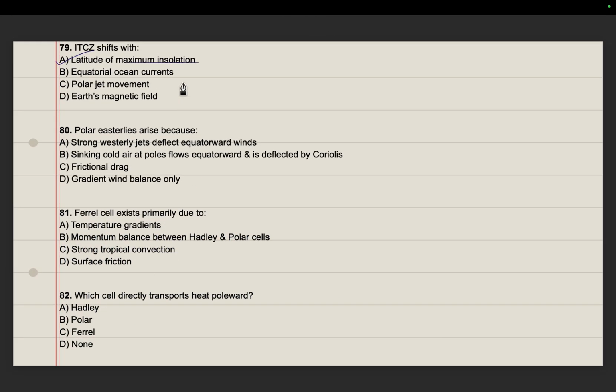Now question 80. The polar easterlies arise because stronger westerly jets deflect equatorward winds, sinking cold air at the poles, and flow equatorward is deflected by Coriolis, frictional drag, gradient wind balance only.